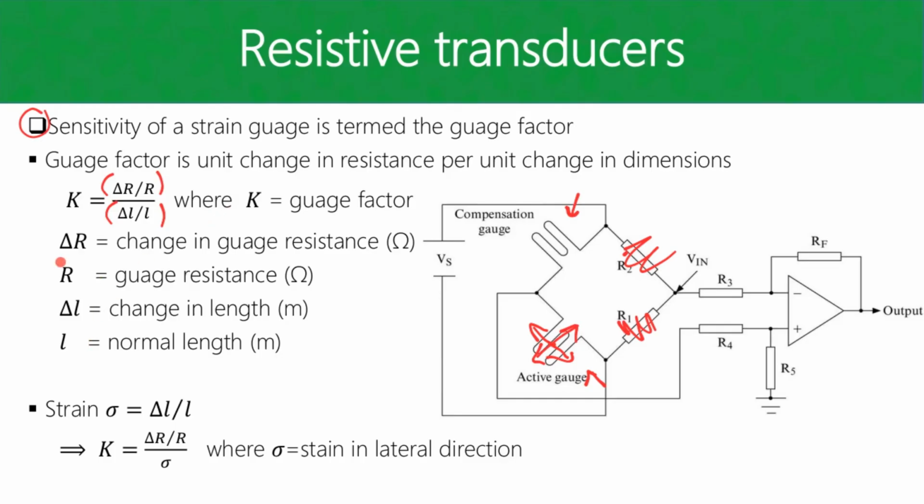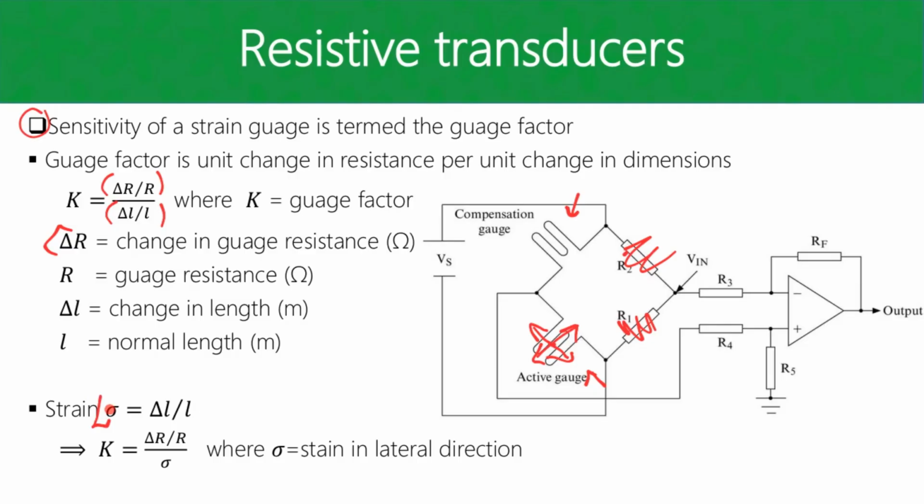And yeah, so the delta R is then obviously going to be the change in your gauge resistance. R is going to be your gauge's standard resistance, so basically the resistance that it will have when it's not under stress. And then delta L is going to be the change in length of your strain gauge, and L is going to be your normal or nominal length of your strain gauge.